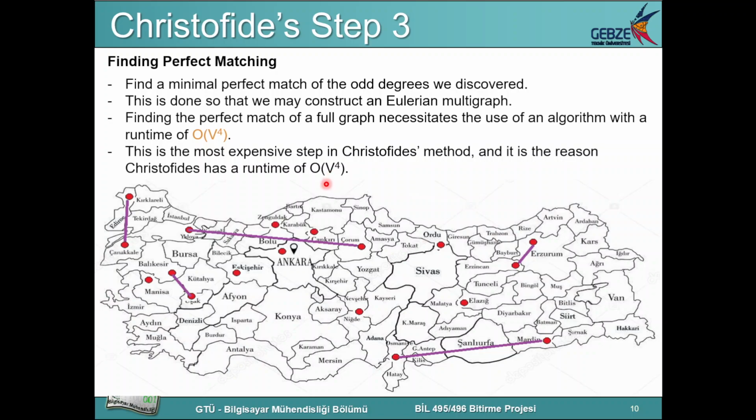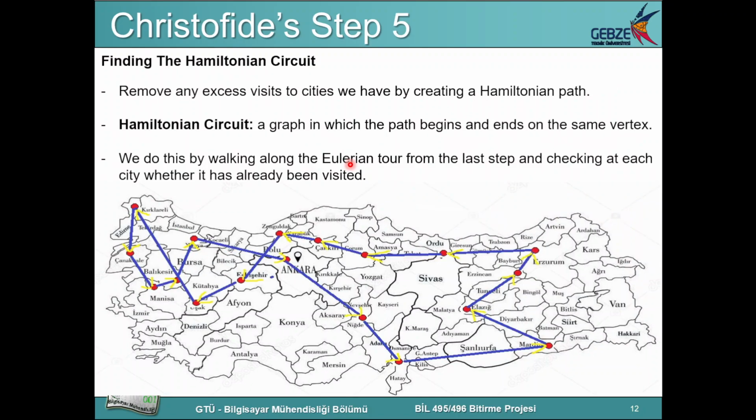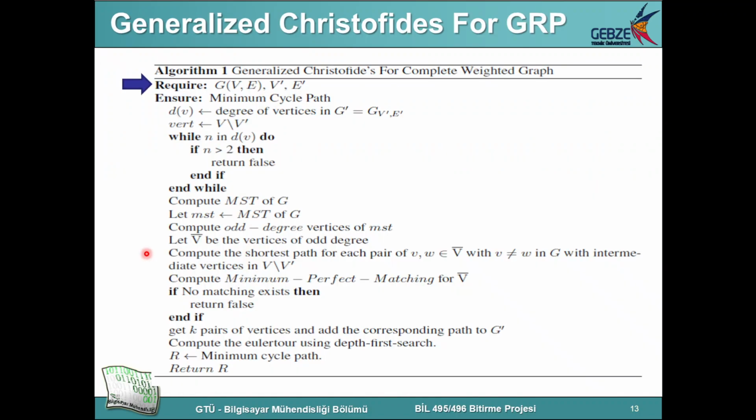In the fourth step, we form a Eulerian circuit. When there exists a path that traverses each edge exactly once, such that the path begins and ends at the same vertex, it's called a Eulerian circuit. In the fifth and last step, we form a Hamiltonian circuit, which is a cycle in which the path begins and ends on the same vertex. And this is our final result, which is the optimum route for the given graph in the concept of TSP, or the traveling salesperson problem.